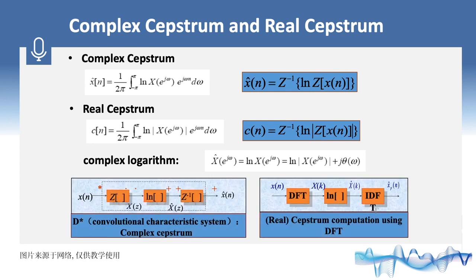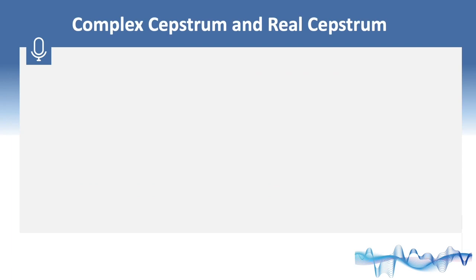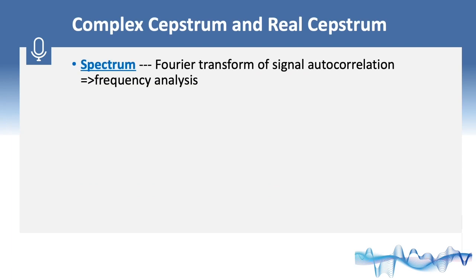Cepstrum is defined as the inverse log Fourier transform of the short-time amplitude spectrum or power spectrum of the signal. The complex cepstrum is a complex logarithmic operation, while the cepstrum is a real logarithmic operation lacking phase information. Spectrum is the Fourier transform of signal autocorrelation. Spectral analysis is also called frequency analysis.